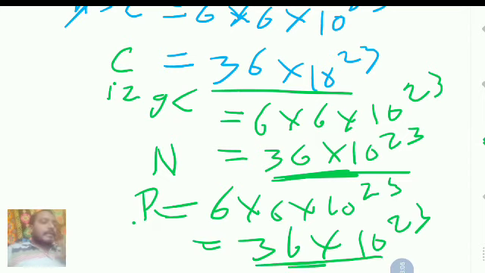That means the number of electrons and the number of protons and the number of neutrons are all equal.